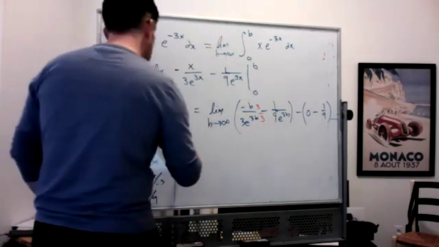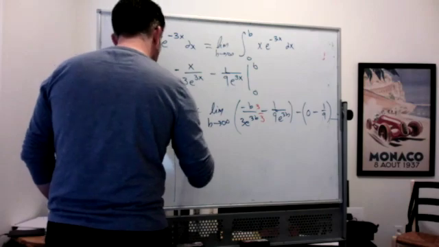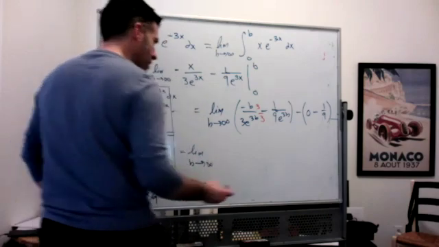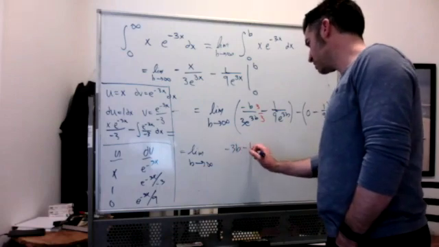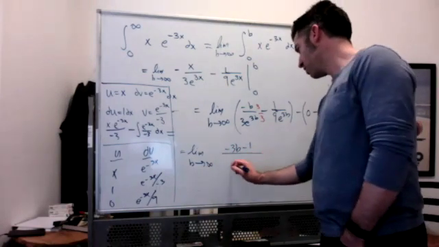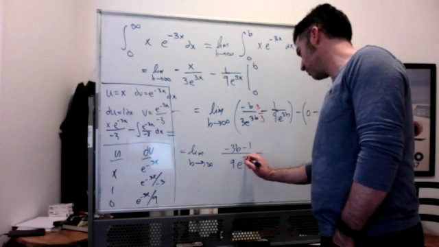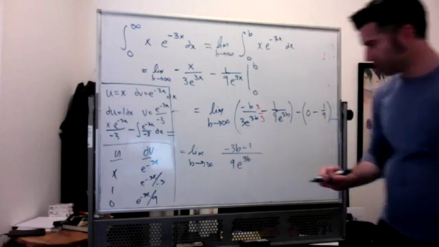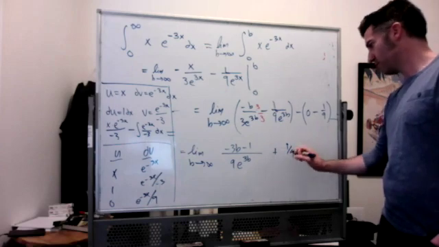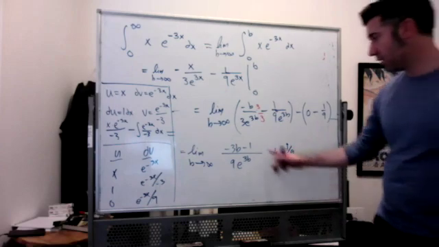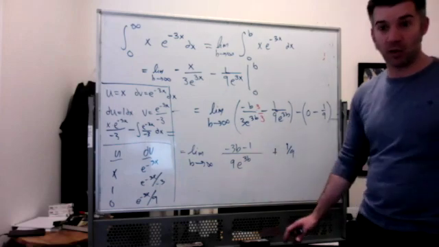Now I've got the limit as b goes to infinity of negative 3b minus 1 over 9e to the 3b plus 1/9. Okay. The limit of this is 0.